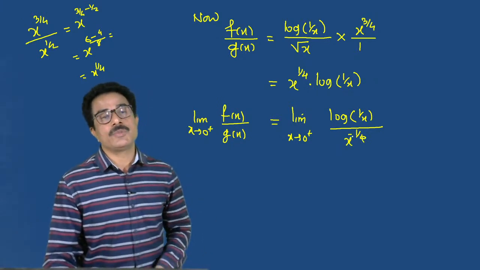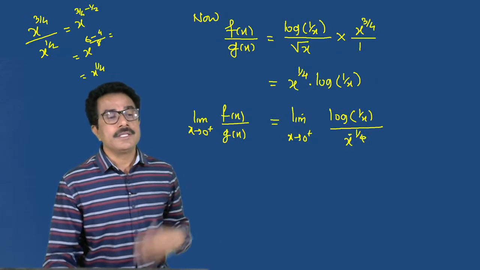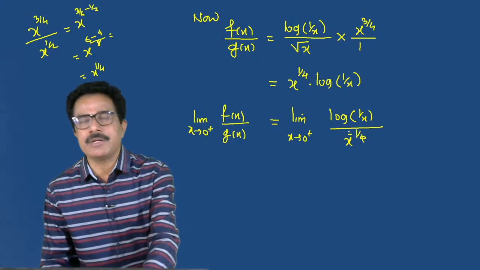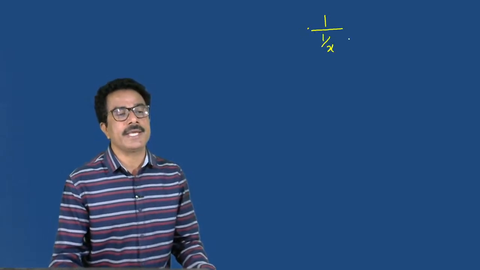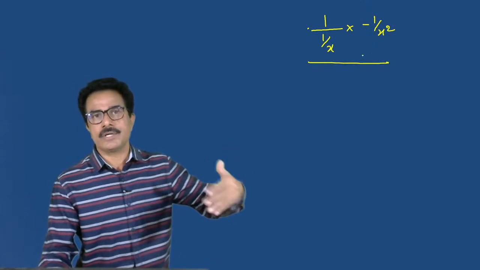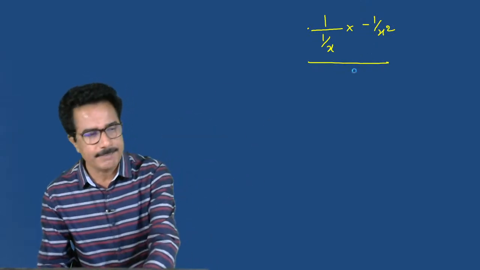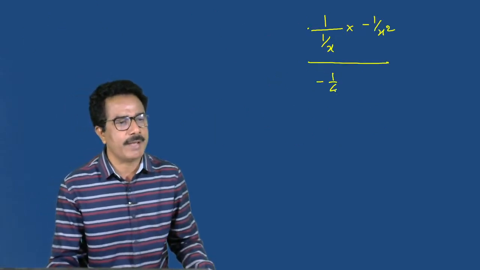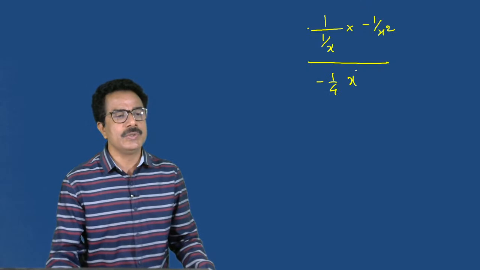आता आपल्याला इथे एल हॉस्पिटल रूल वापरायचे रे. एल हॉस्पिटल रूल वापरत असताना याचा डेरिव्हेटिव्ह कॅल्क्युलेट करत असताना मी बाजूला करून दाखवतो. लॉग एक्सचा डेरिव्हेटिव्ह काय असतो रे? लॉग ऑफ एक्सचा डेरिव्हेटिव्ह 1 अपॉन एक्स मीन्स 1 अपॉन एक्स इंटू पुन्हा 1 अपॉन एक्सचा डेरिव्हेटिव्ह मायनस 1 अपॉन एक्स स्क्वेअर. एल हॉस्पिटल रूल तुम्हाला आठवतं का? न्यूमरेटरचा डिनॉमिनेटरचा डेरिव्हेटिव्ह घ्या.